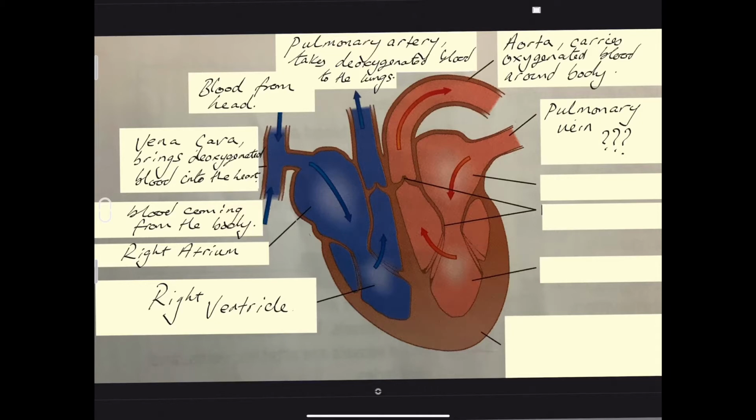Just pause the video and type your answer back to me on Teams, and please label that question 1A so I know which question it refers to. 1A, pulmonary vein: why do we say it's a pulmonary vein? Could you type back your answer on Teams? Okay, moving down one, we have the left atrium.